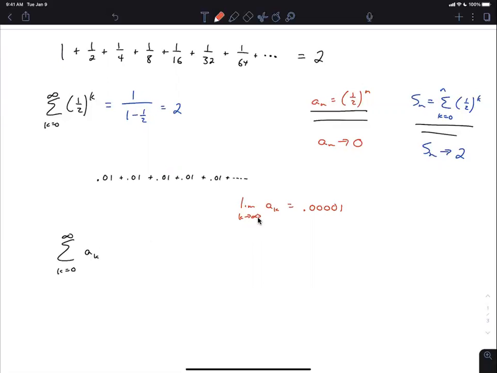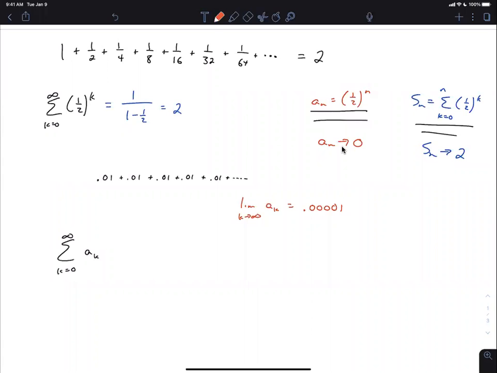If this is going to converge, what does the sequence have to do? Limit 0. It has to go to 0. Does that make sense? Okay, the limit of this sequence must be 0. Otherwise, the series has to diverge. That's a huge, huge deal.